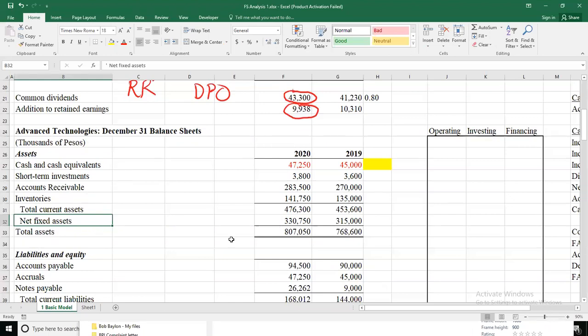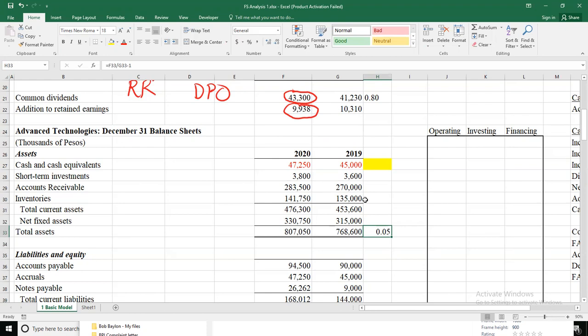Total assets 807,750. Okay, noong 2019 it was 769, and we can see that using the formula that we learned, P sub T over P sub T minus 1, there was a growth of 5% din yung growth ng assets. So it matched the growth of the revenues. Okay, so cash, and then we have here short-term investments, receivables, inventories.